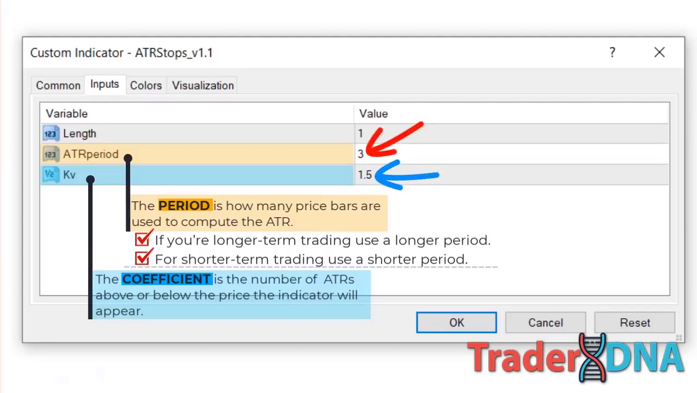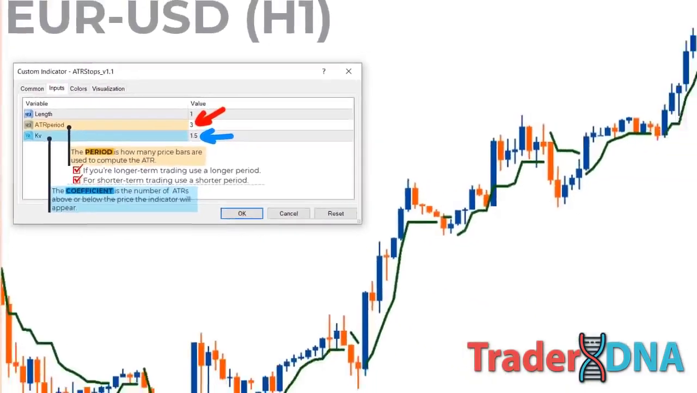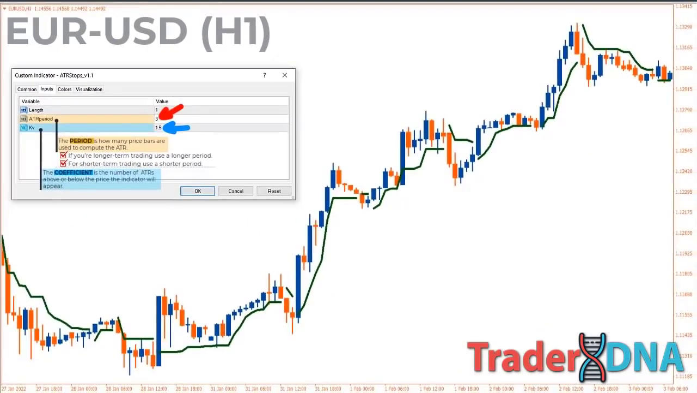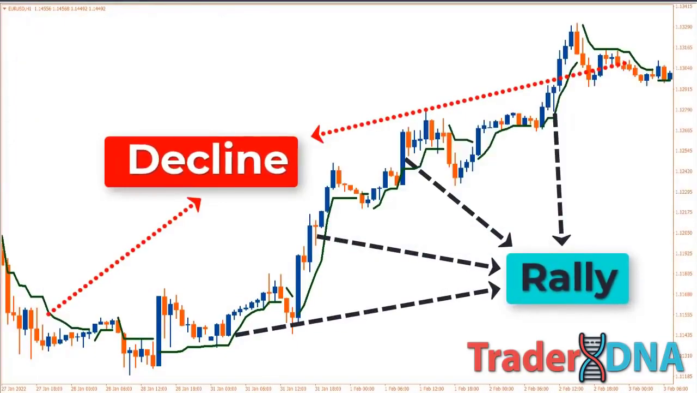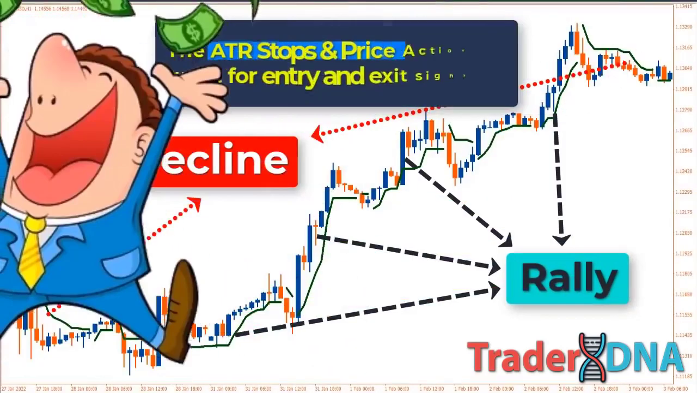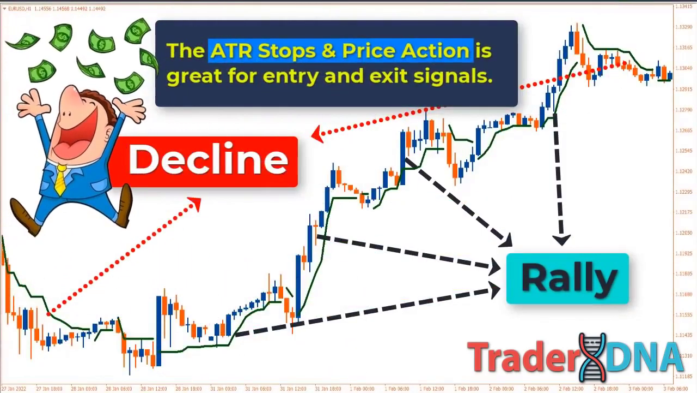As you can see here, during this time period, the ATR stops did a good job of picking out the trends. The indicator also kept the trader on the right side of the market during the rally and the ensuing decline. The ATR stops and price action is great for entry and exit signals.